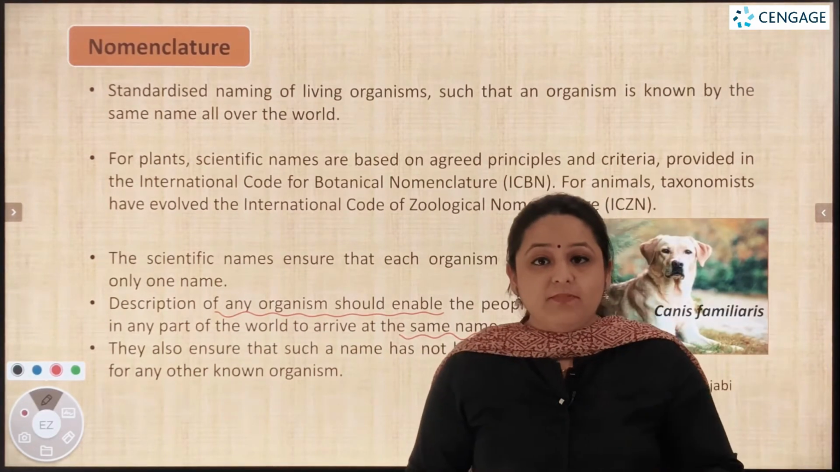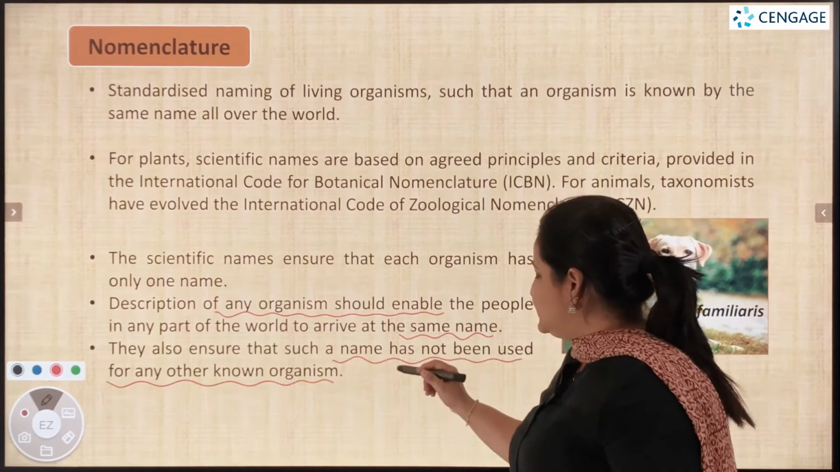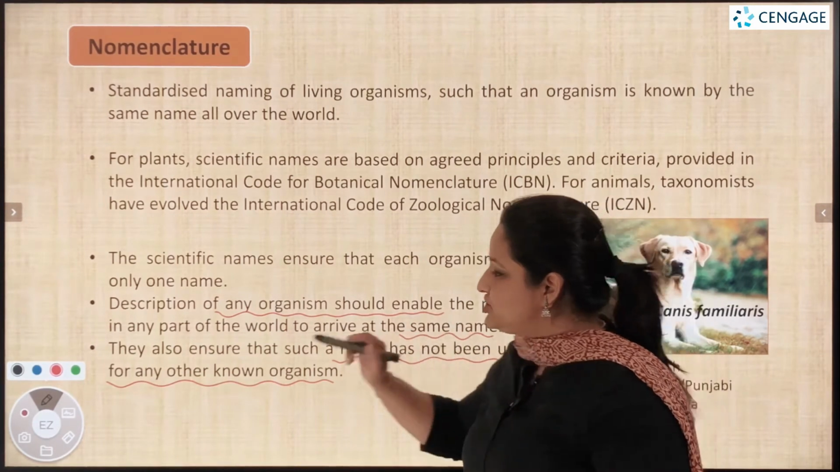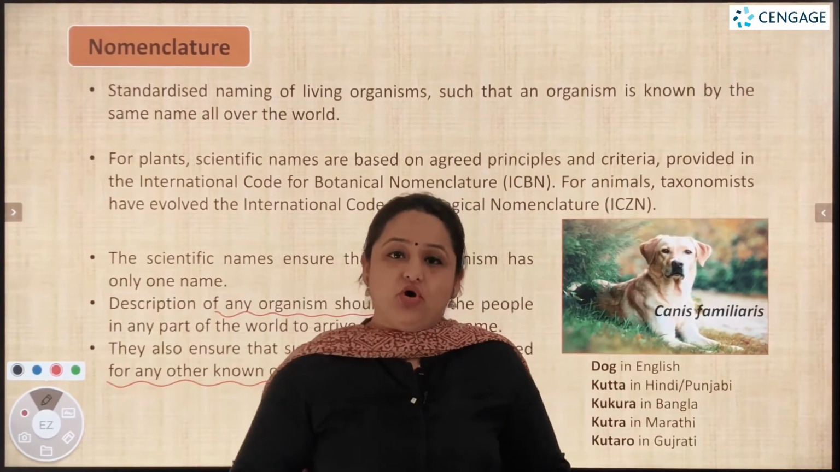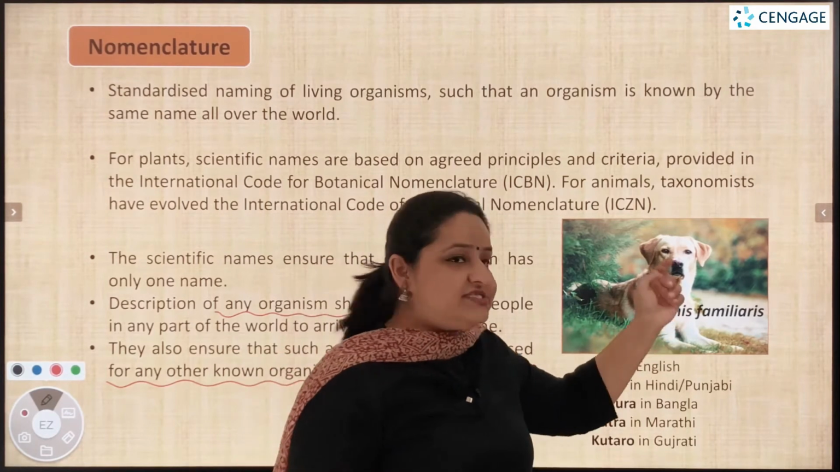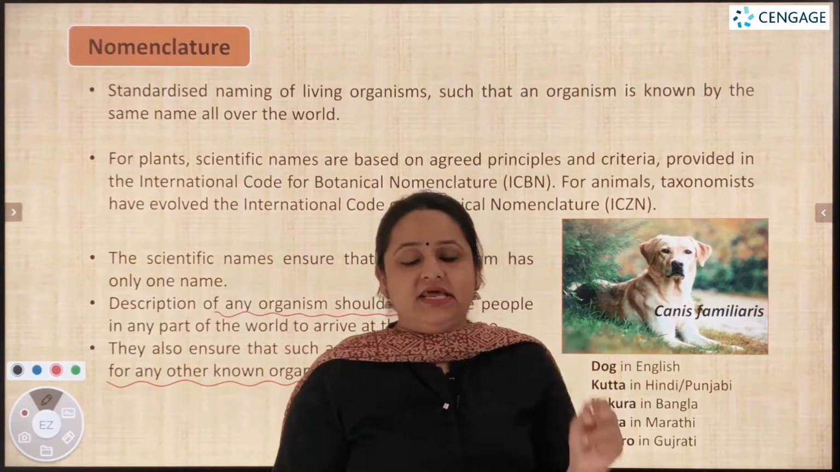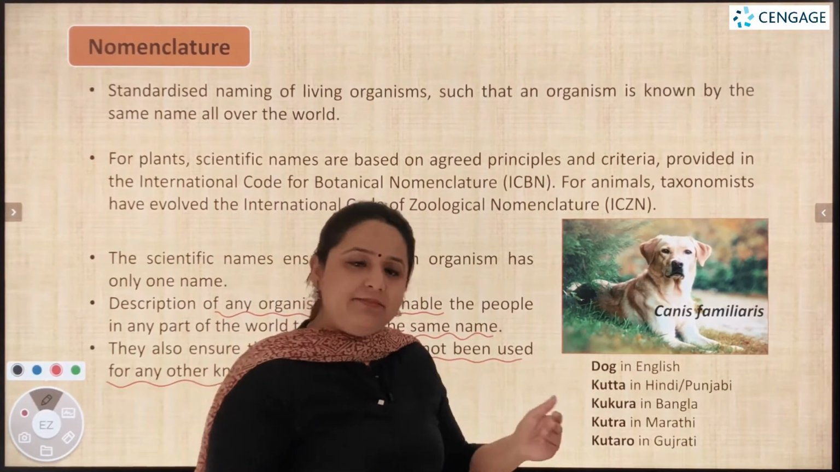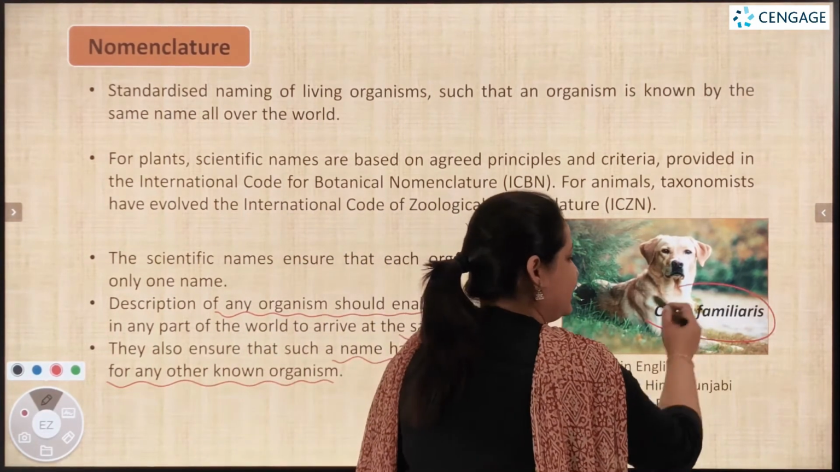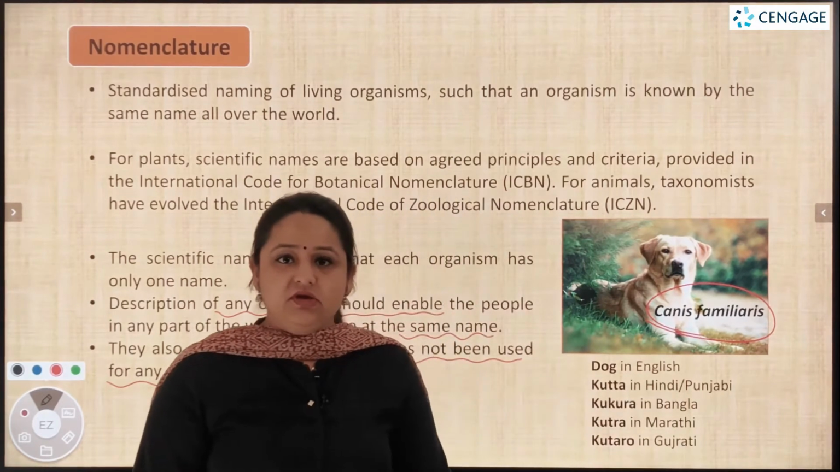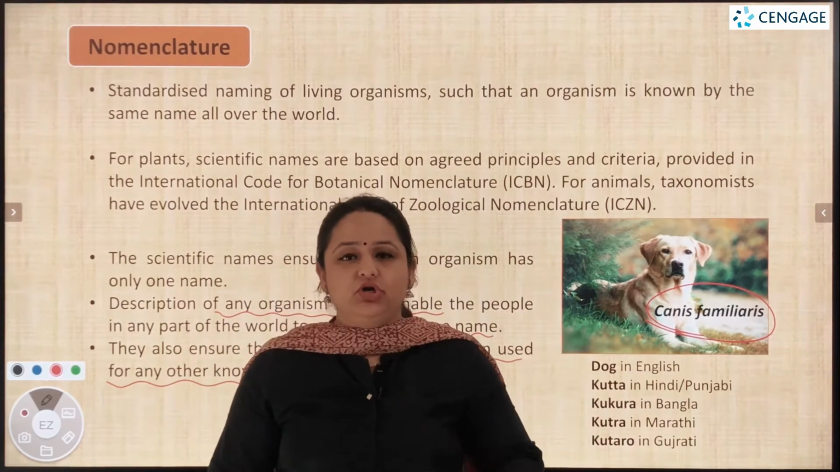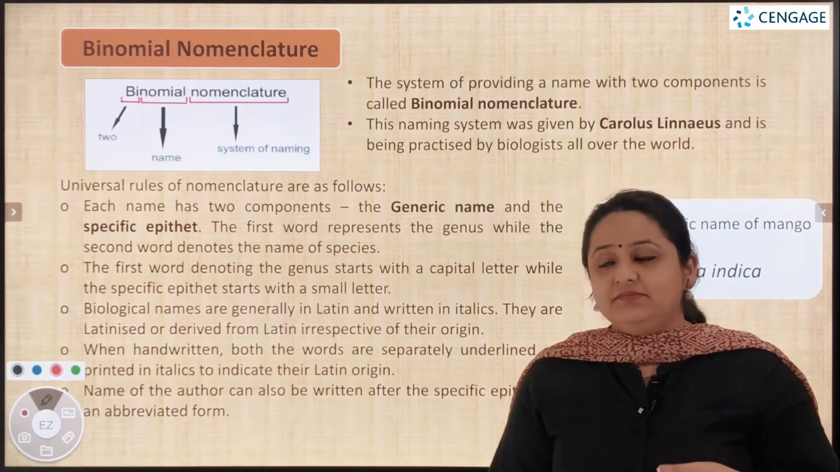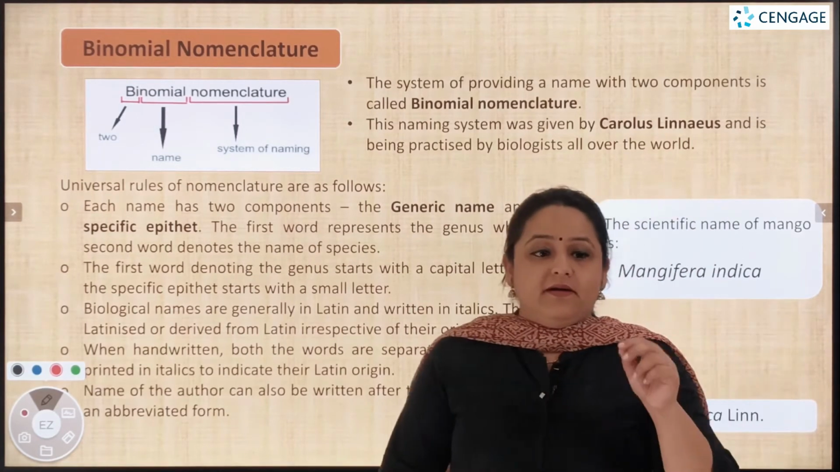One more thing that is very important is that this name has not been used for any other known organism. That means Canis familiaris is the name of only dogs and no other species can be called by this particular name. So this is all about nomenclature. Now let's come to the next part.